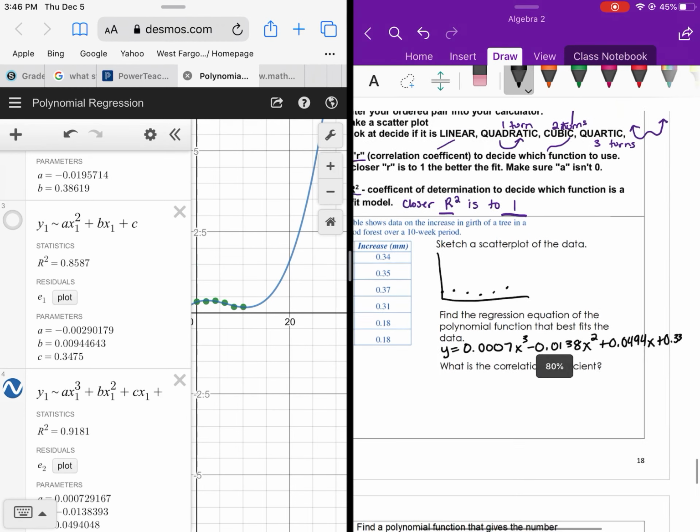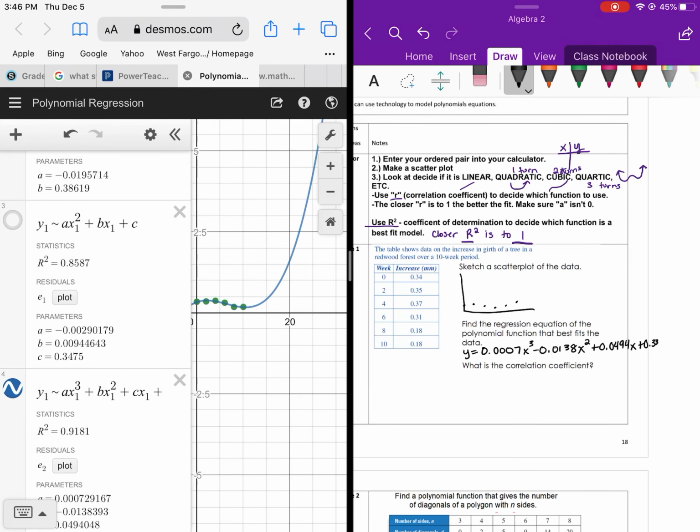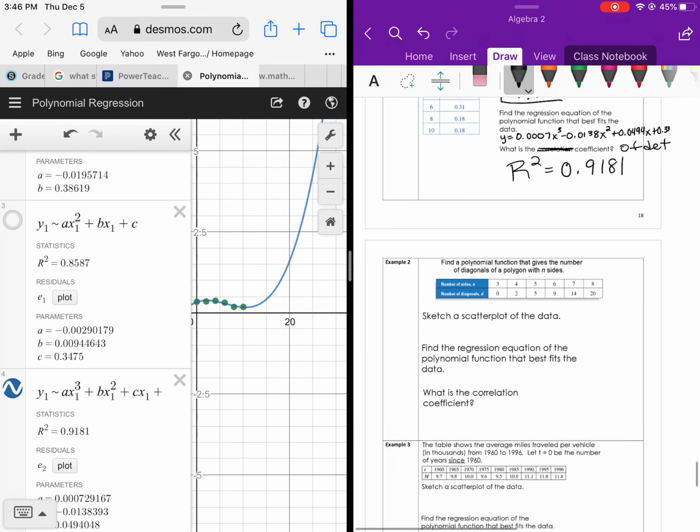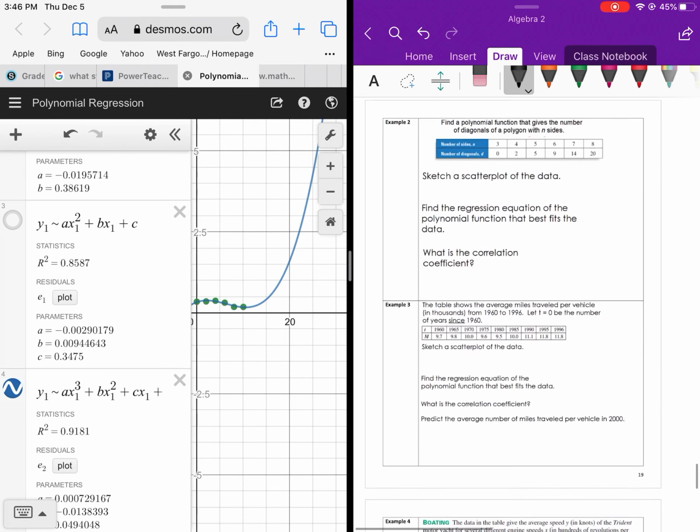A little bit better. Okay, so what is the correlation coefficient? I'm actually going to use the coefficient of determination, which is R squared, since it's a cubic model. R squared was 0.9181. So we only use the correlation coefficient for linear models. Otherwise we use the coefficient of determination.